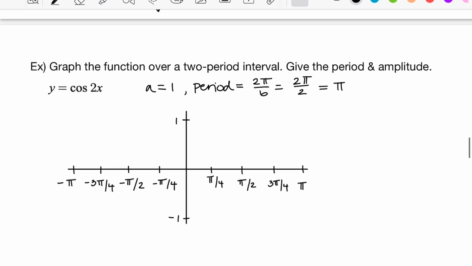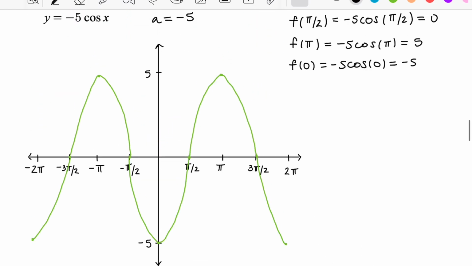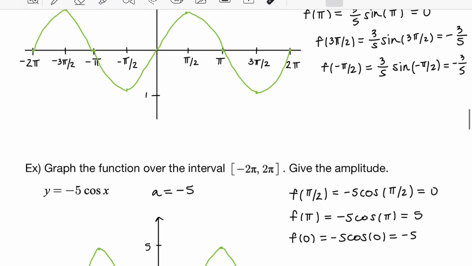So now what we can do is evaluate these at these points. So we'll plug in first pi over 4 into our function. We'll get cosine of 2 times pi over 4. So here we'll get cosine of pi over 2. Cosine of pi over 2, going back to our unit circle, is going to be the x value there, so it's going to be 0.